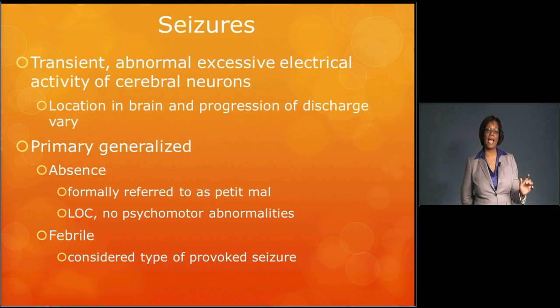And we further break down seizures by identifying whether it affects the entire brain or only part of the brain. So we have primary generalized, and then we have partial focal. Under primary generalized, we have the absence seizure and the febrile seizure, and I picked out the ones that were very specific to children.